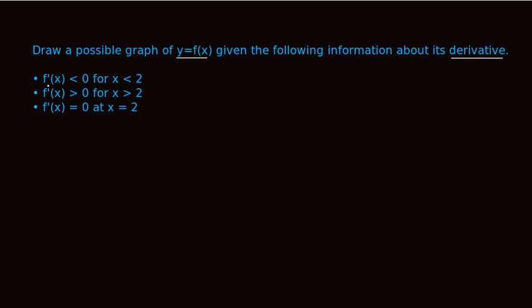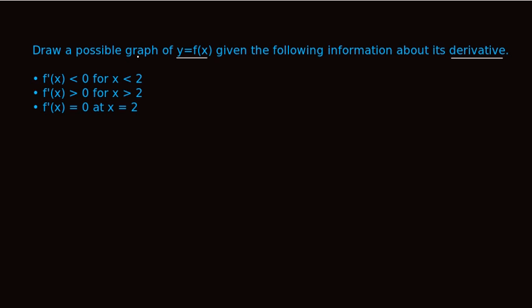So here's the example. We know that for x less than 2, f prime of x is less than 0. That is, f prime is negative. We're also told that f prime of x is positive when x is actually larger than 2. And finally, we're told that the derivative is 0 when x is equal to 2. So this is information about the derivative.